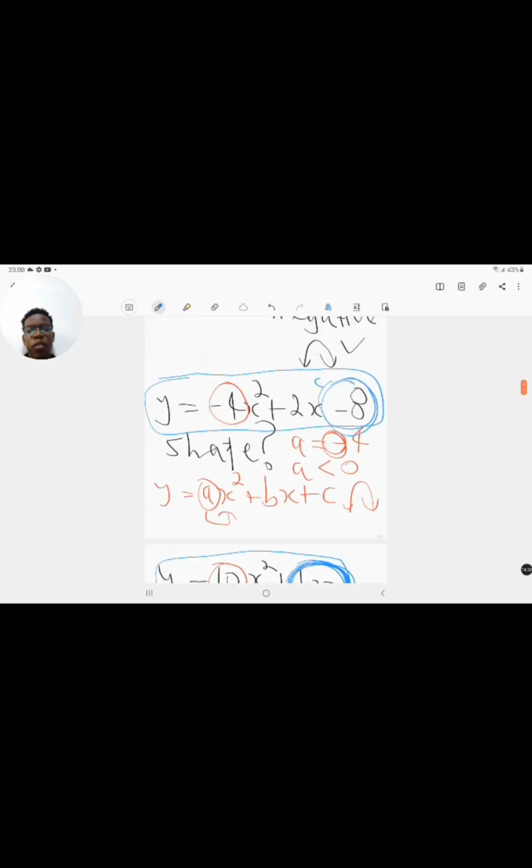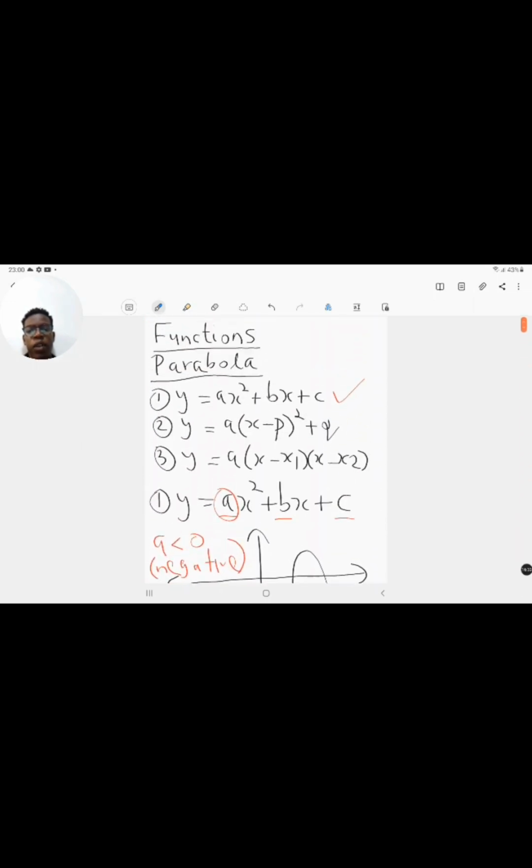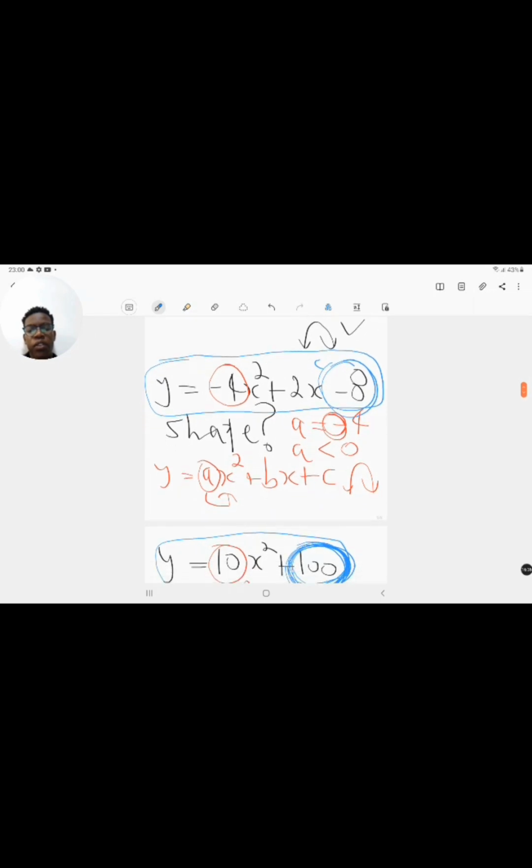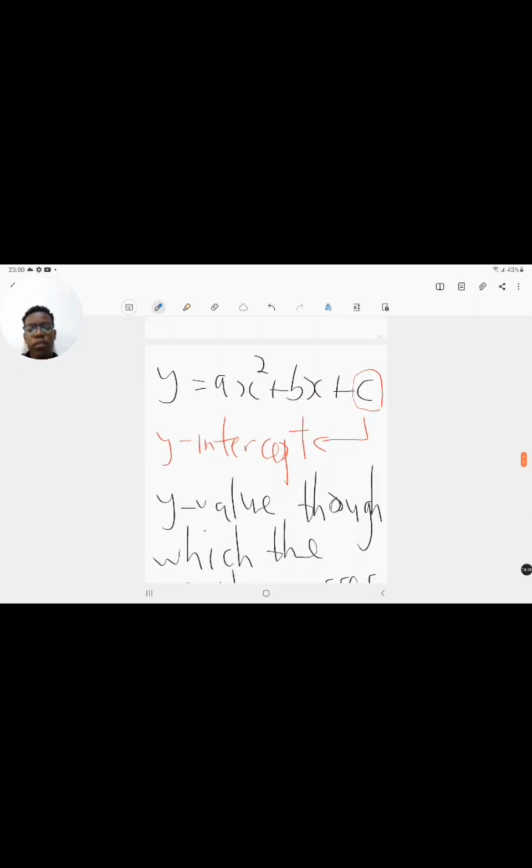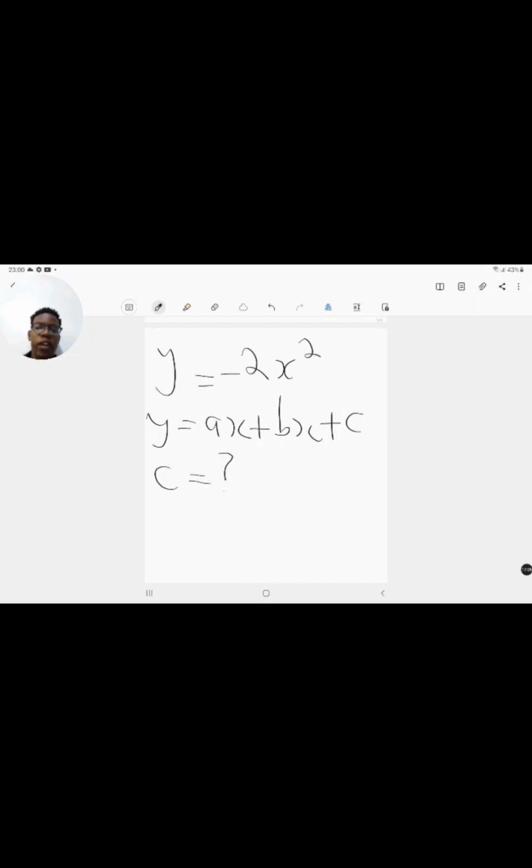Okay, I missed an example. Where was the other example that I looked at? I recall looking at minus 2x squared. Okay, it's fine. Let's look at another example. Let's say y is equal to minus 2x squared. Remember what our standard form is: y is equal to ax squared plus bx plus c. What is c in this example?